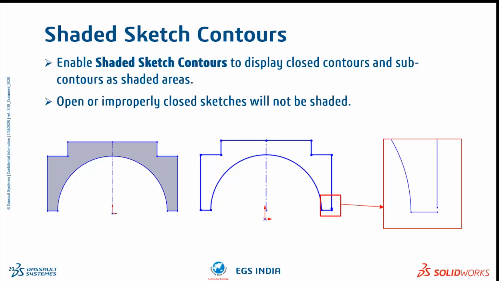In the right side image, the sketches look similar, but it has a small open gap here, so it is not fully closed. When you attempt any feature here, you get an error. By using this shaded sketch contour, we can quickly identify gaps, and whether the profile is fully closed or not.